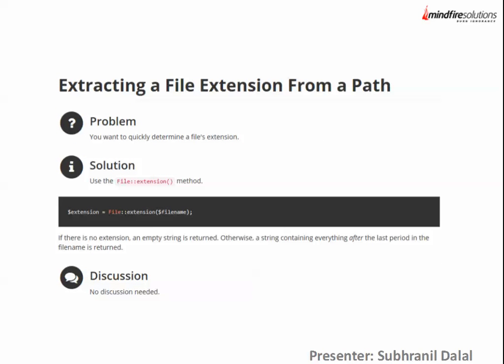Now extracting a file extension from a path. That is a good thing we use most when we do file upload. We need to retrieve the extension of the file, all those things. So here they have a function called file extension. If you use file extension and pass the file name, it will tell you what the extension of the file is. Okay. And if there is no extension, like by mistake instead of a file you just pass the directory location, no extension is there, so it will return you an empty array, nothing. Okay.